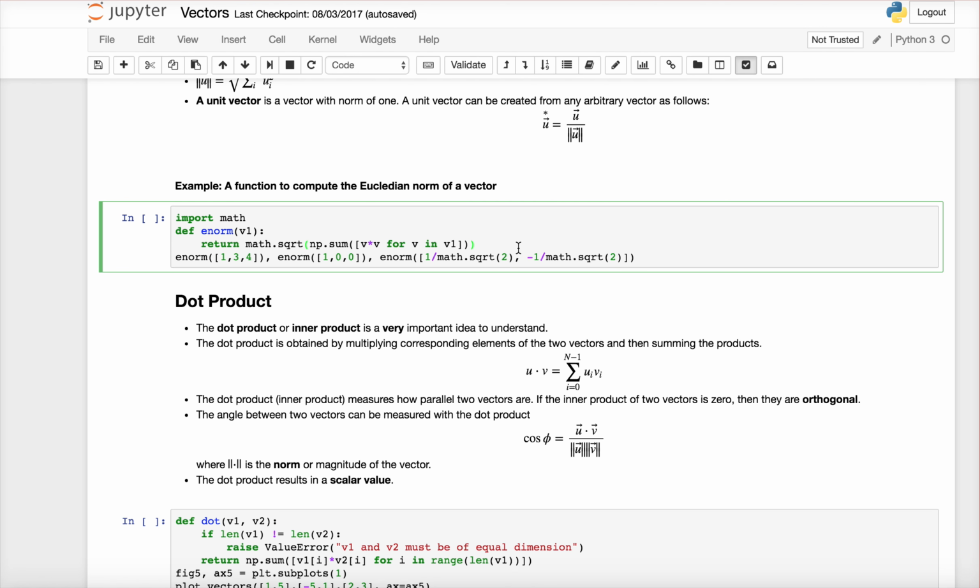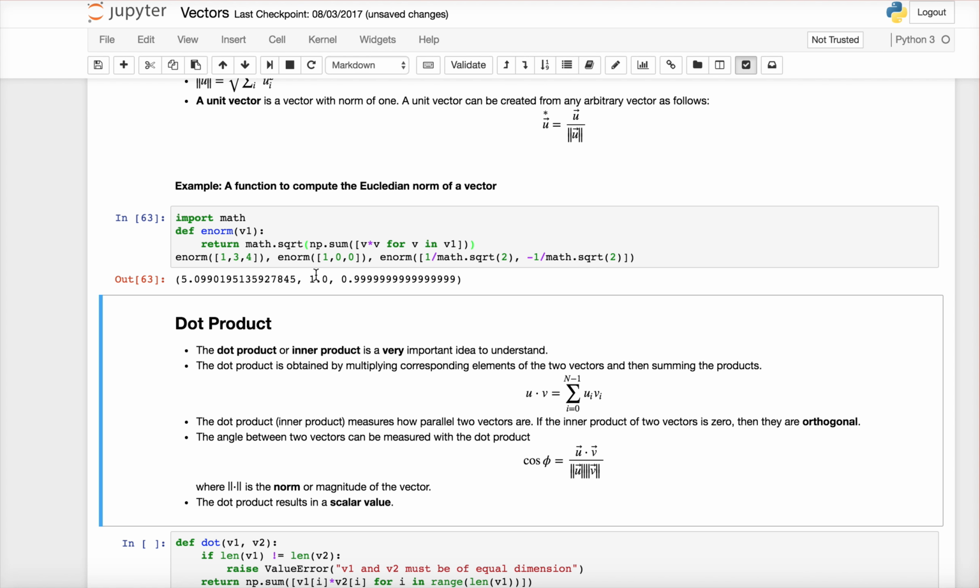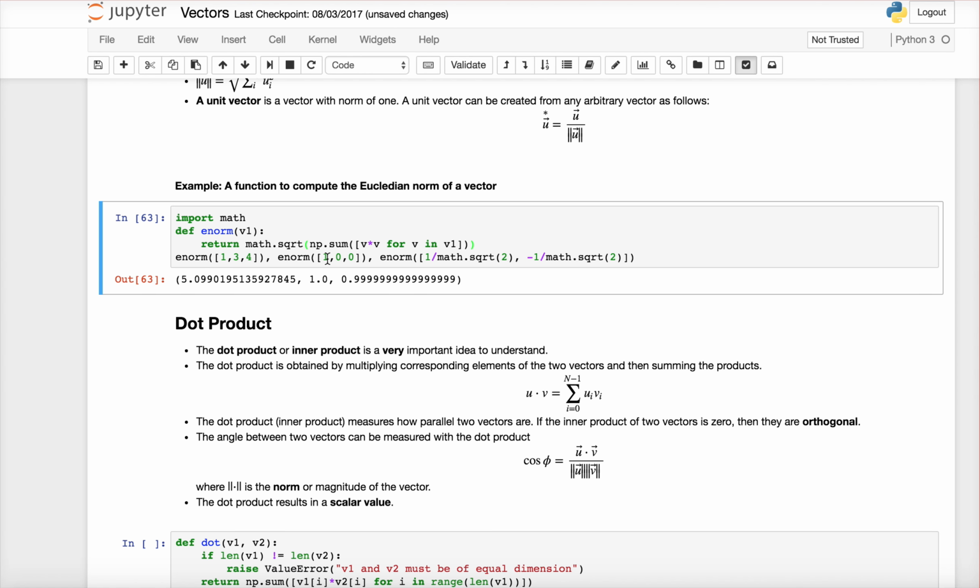So here's a function to compute the Euclidean norm of a vector. And so my vector 1, 3, 4 has a Euclidean norm, a L2 norm of 5.1. My vector 1, 0, 0, not surprisingly, has a norm of 1. And my vector 1 over the square root of 2 and negative 1 over the square root of 2 has a magnitude of 1.